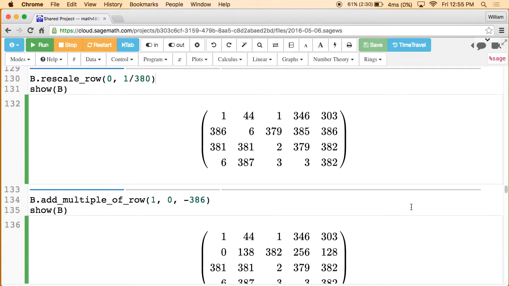So notice, for example, that 138, you get that by computing minus 386 times 44 and adding that to 6. And you get some big integer, but then you reduce it mod 389. You divide it by 389 and take the remainder.